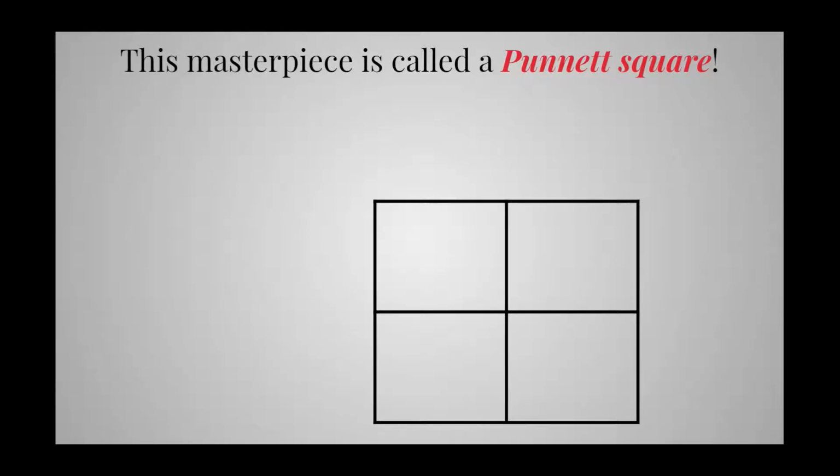So what we have here is a Punnett square. It's a masterpiece, right? It's a very simple diagram. It just has four squares right next to each other. It's almost like a chart of sorts. And we're going to really walk through how you can use these Punnett squares to discover the probability of an offspring having a specific trait.